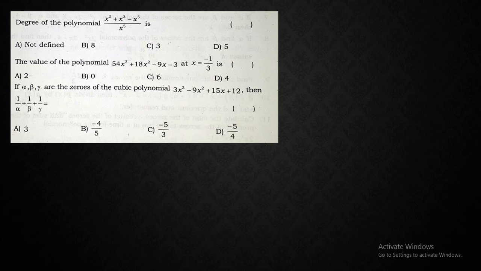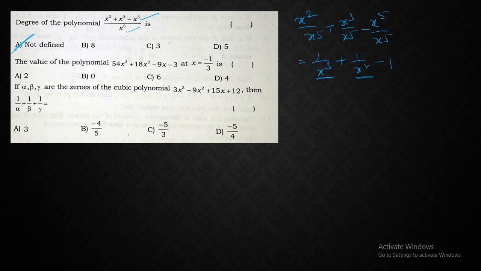So degree of this polynomial. If you observe, in the numerator we are having a polynomial, in the denominator also we are having a polynomial. So if I split this, this becomes x square by x power 5 plus x cube by x power 5 minus x power 5 by x power 5. Now if I write this, what am I going to get? 1 by x cube plus 1 by x square minus 1. So if you observe, these are not in standard form, right? Since this is not a polynomial, we cannot say the degree of this polynomial. So hence it is not defined.